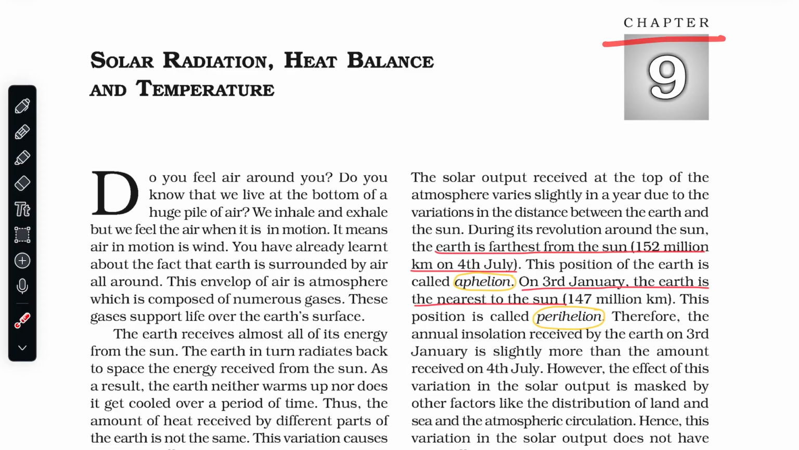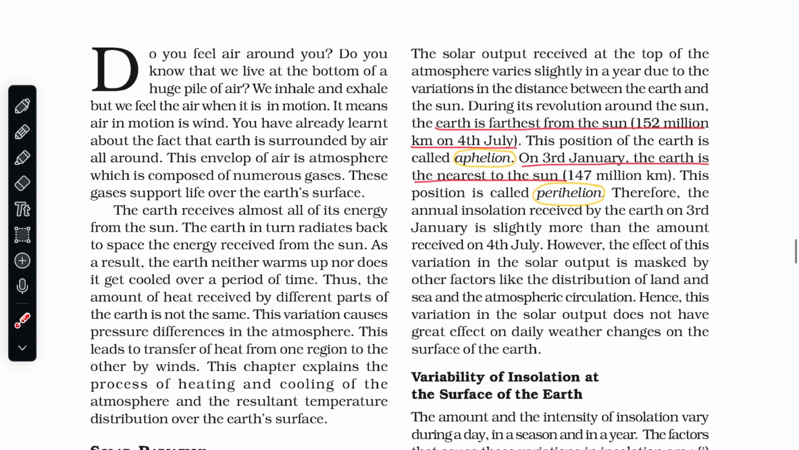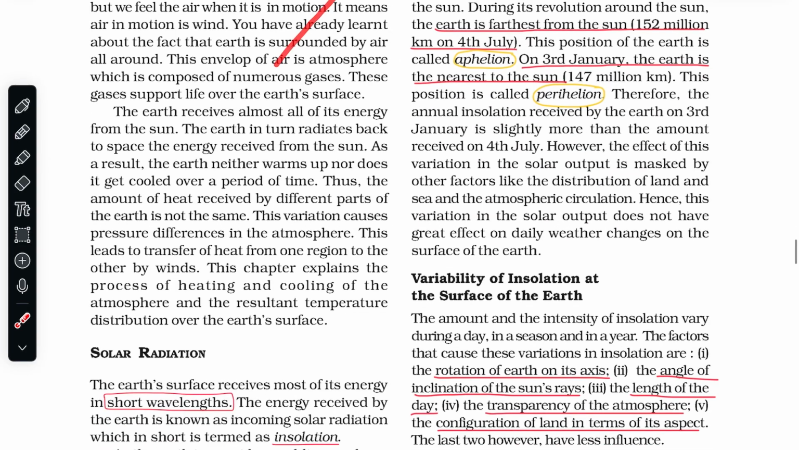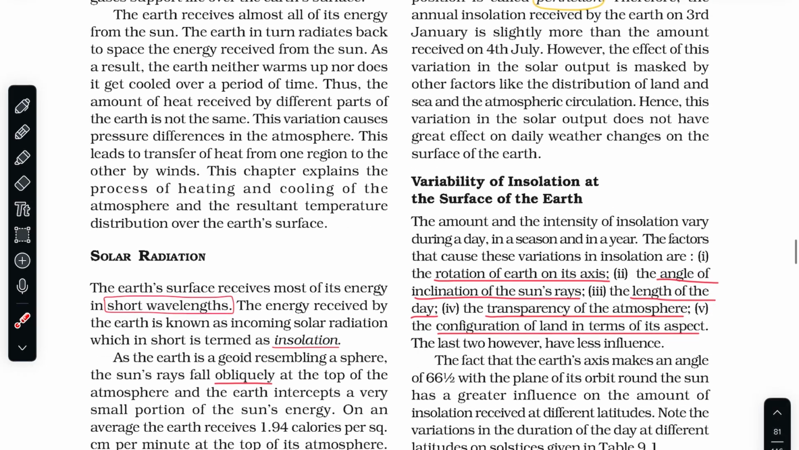Let's start with chapter 9, which is solar radiation, heat balance and temperature. So skip this much. Then Earth receives almost all of its energy from the sun. This Earth in turn radiates back to space the energy received from the sun. As a result, the Earth never warms up, nor does it get cooled over a period of time.